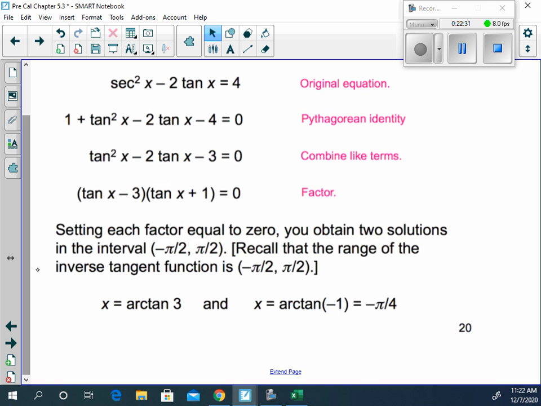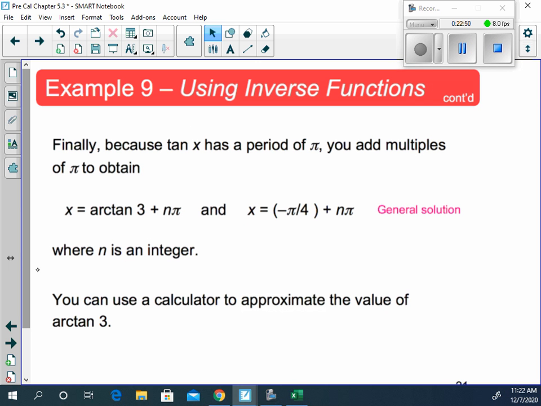Exactly as we did it here, we replace secant squared with 1 plus tangent squared, moved the 4 over, factored, and we got this here. x is equal to arctan of 3, and x is equal to arctan of negative 1, so equals negative pi over 4. So you finally get x is equal to arctan 3 plus n pi, or negative pi over 4 plus n pi.